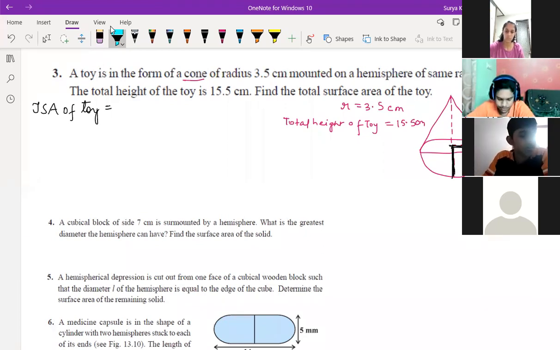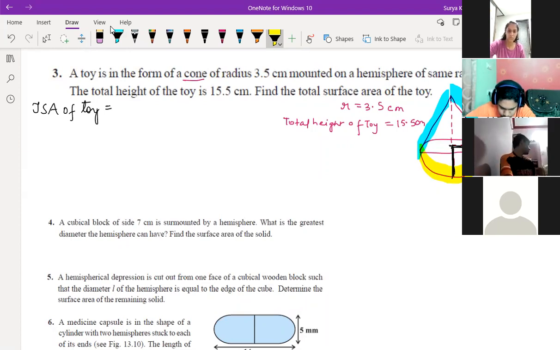See, children, what I can feel here is this part, you can feel this part, right? Again, you can feel this part. And in the hemisphere one, you can feel only this part. Apart from this, you can't feel anything by your hand. Tell me, Chanchal. No, sir. See, here the TSA of the toy is given. So don't find the TSA of hemisphere and TSA of cone. For that, you should see which part you can feel with your hand.